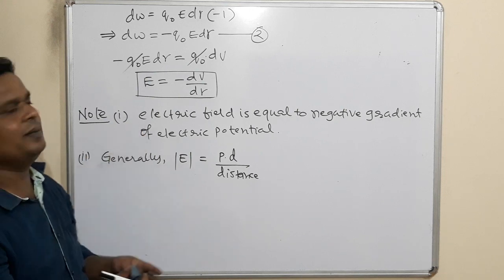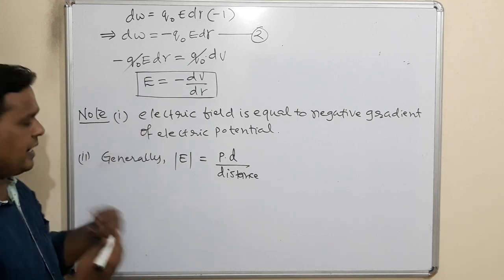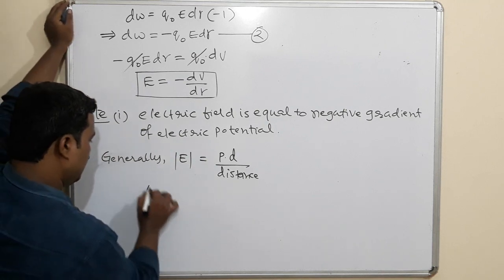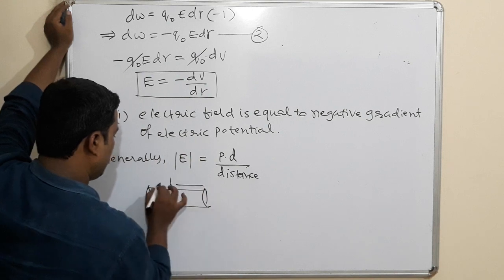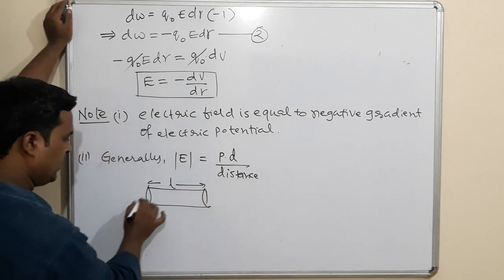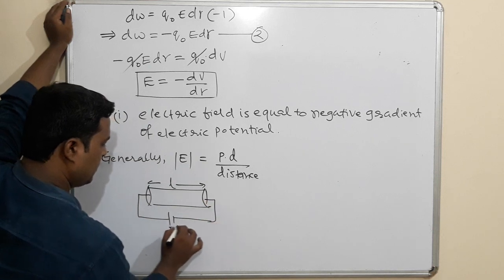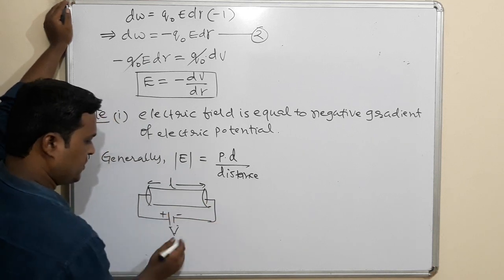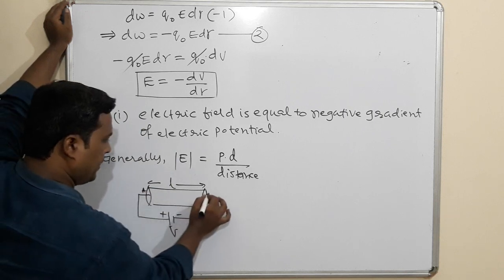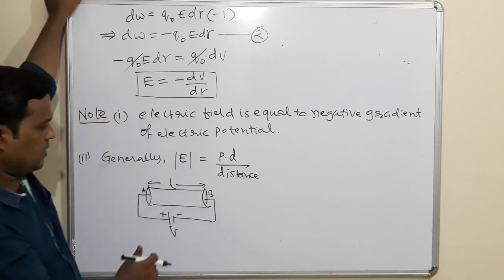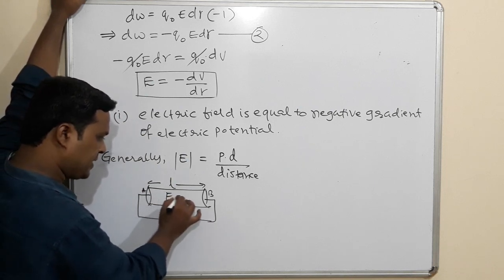Suppose if distance is something else, if it is x, d, or L, then I can write it accordingly. Suppose, for example, this is a conductor of cylindrical shape of length L. If I apply a potential difference V between its ends A and B, then how much electric field will be developed inside?